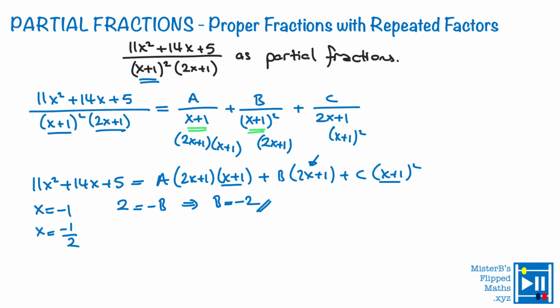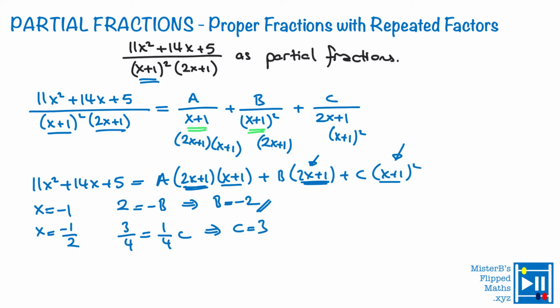For x equals -1/2, which is the root of this factor, I can find the left-hand side to be 3/4. Now, when I substitute -1/2, the first and the second terms will go to 0. So basically, I'm calculating the third term. So it's -1/2 plus 1, which is 1/2. Squared is 1/4, so I have 1/4 C. Now, this implies that C is 3.